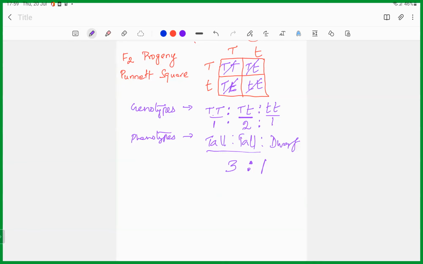How many are there? 1. How many? 2. And how many? 1. So 1:2:1 is the genotypic ratio. Phenotypes tall, tall, so 2 together, 1 plus 2 equal to 3. And then dwarf. 3:1. 3 tall, 1 dwarf. Can you understand? So this is the monohybrid cross.